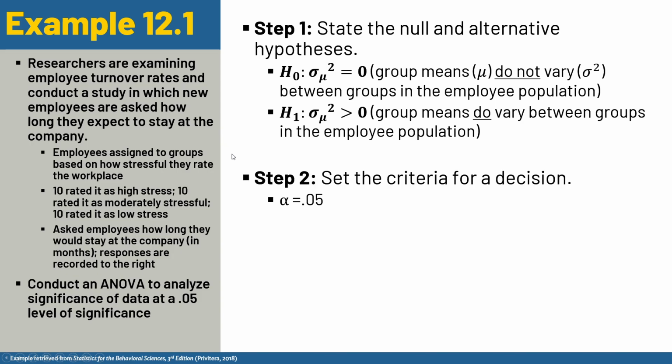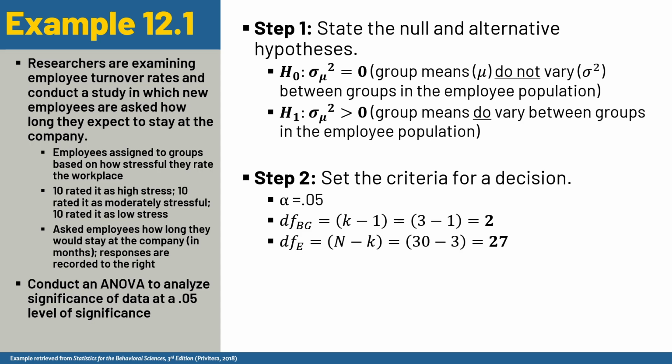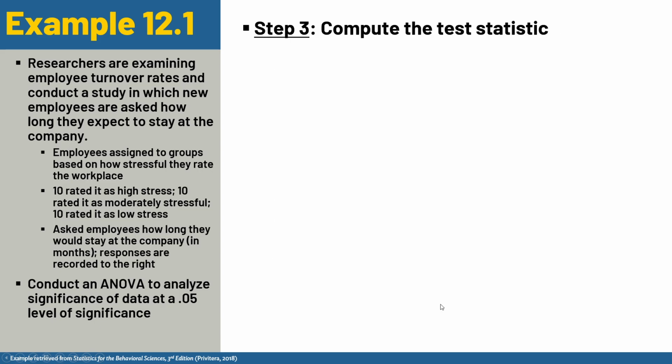Set our criteria. We already know alpha is 0.05. We calculate our 2 degrees of freedom, k minus 1 and n minus k. Then we look these up in our table in the back of the book, the F table. If you need help with that, let me know. Again, I'm trying to move a little more quickly through these portions of the videos at this point in the semester at least. So here F critical equals 3.35 based off our alpha and our degrees of freedom.